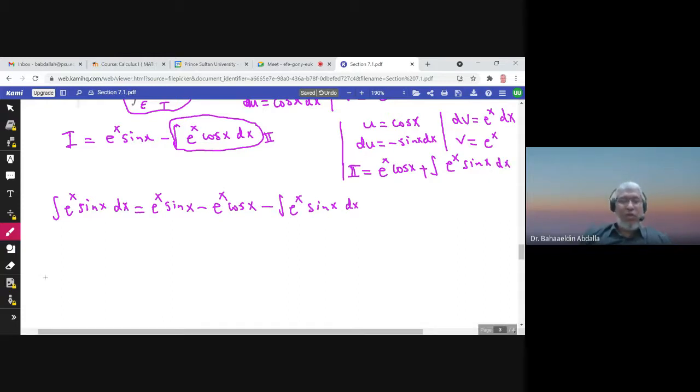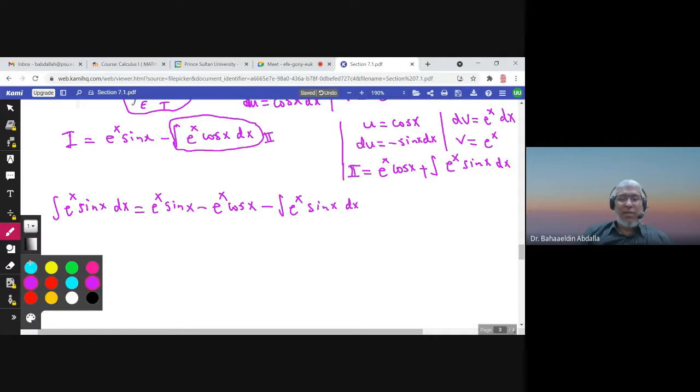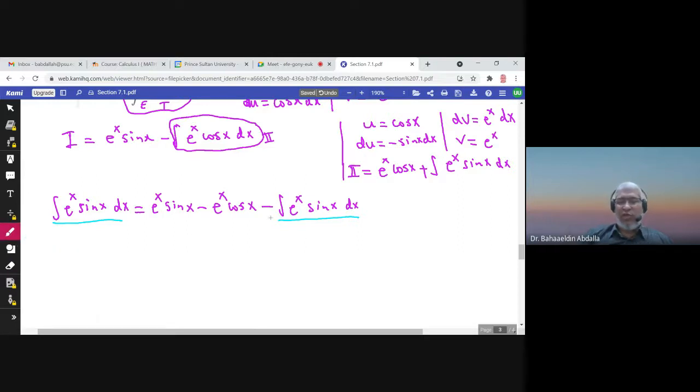Okay, notice that this integral is the original one. So we went back to the original integral. So what should we do here in this situation? Well, I take this integral to the other side. So it would be positive, and this is also positive.